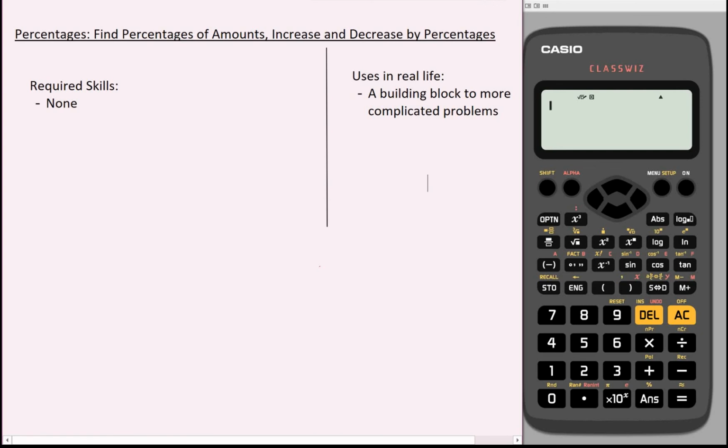Hi, we're going to take a look at percentages. We'll look at finding the percentage of amounts and increase and decrease. All this stuff is going to use a calculator. Let's make sure you have one to hand.